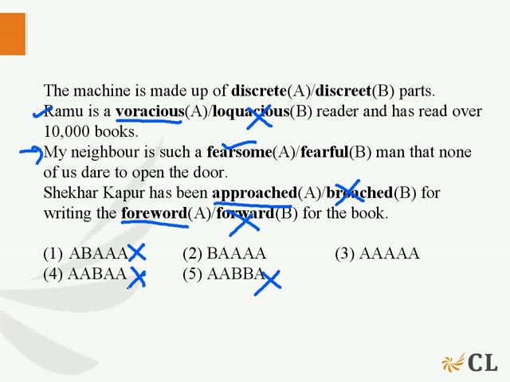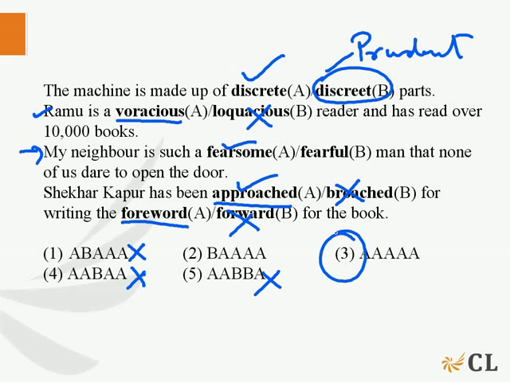Now I am left with 2 options and I'll have to go to the toughest set of words, that is discrete and discreet. The machine is made up of discrete or discreet parts. Now if it rings a bell somewhere in your mind, discreet actually means prudent. This word means prudent. So it can be eliminated, and discrete means separate. So now what happens in all the sentences, we are left with A, right? So we automatically come to the third option, which actually is the right option.